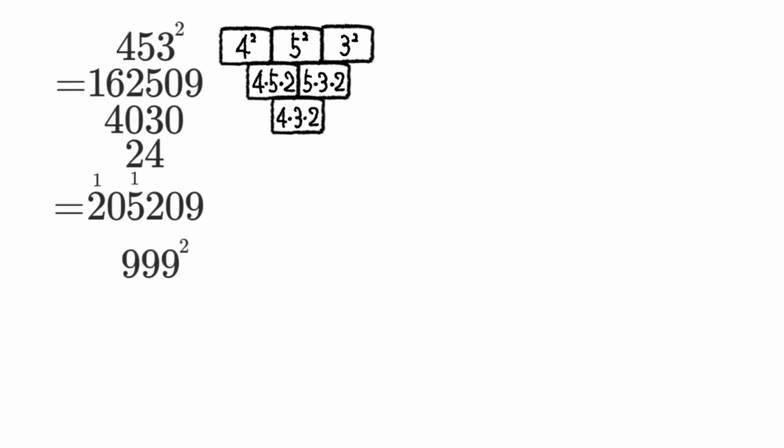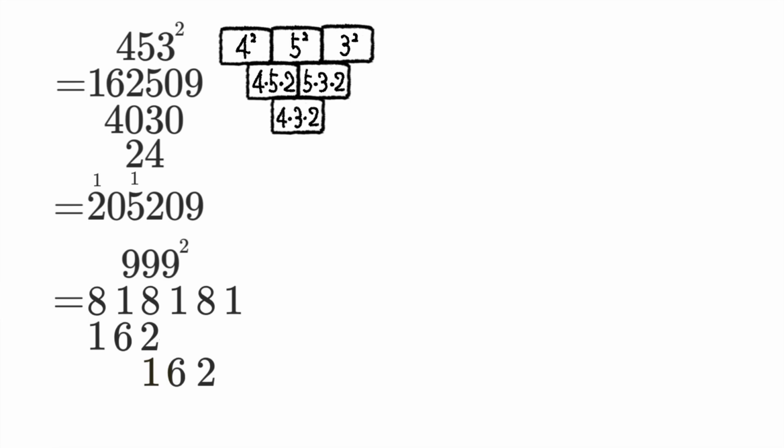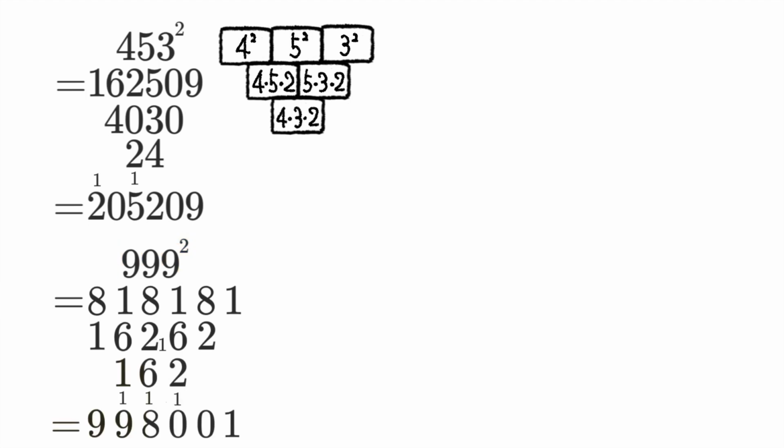Once again, 999 squared, 81, product 992, 162. The same product compressed. Another one on the top, and the sum. You can do it with double 81.